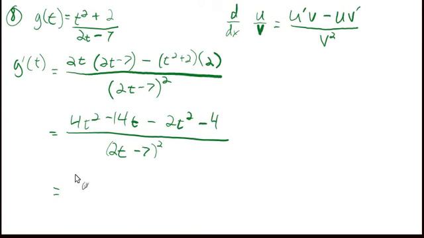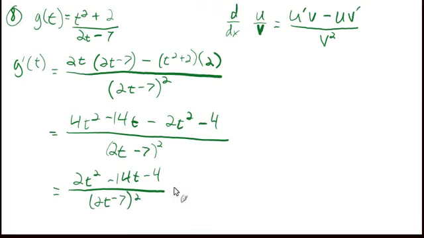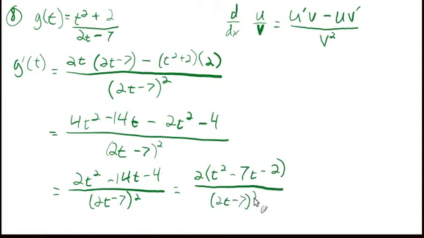4t squared minus 2t squared is 2t squared minus 14t minus 4 over 2t minus 7 squared. We could factor out a 2: 2 times t squared minus 7t minus 2, all over 2t minus 7 squared. Nothing's going to cancel out there. I can't factor this, at least not into something that's 2t minus 7. Yeah, I can't factor it into anything anyway. So let's move to the next one. Number 11.